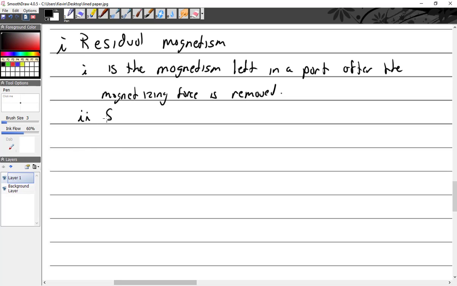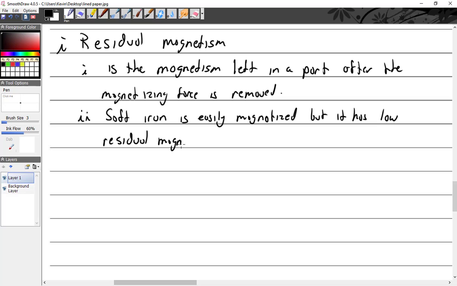So soft iron is easily magnetized, but once you remove the magnetism, it goes away. So soft iron is easily magnetized, but it has low residual magnetism. And we would call that low retentivity.